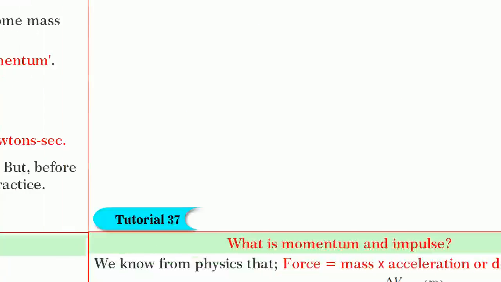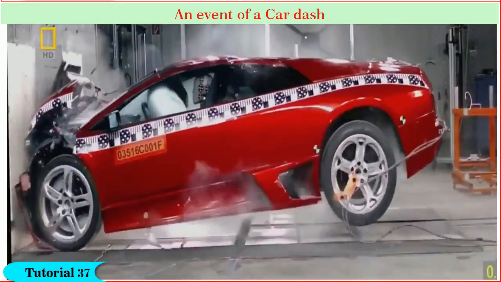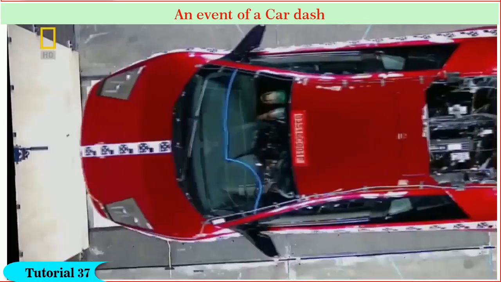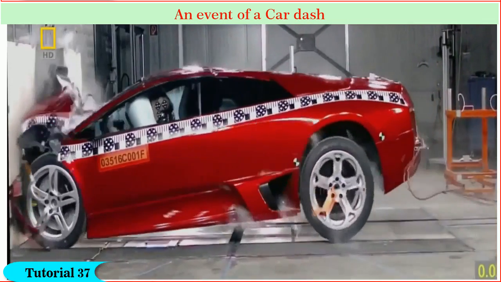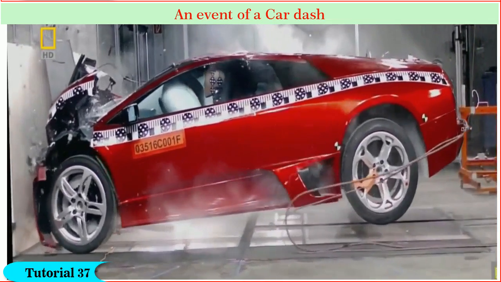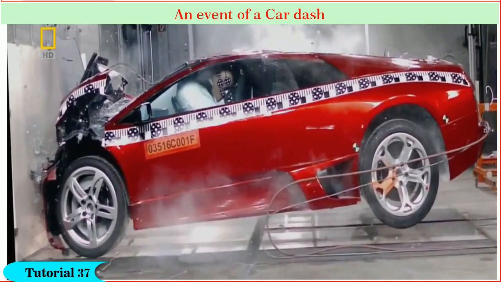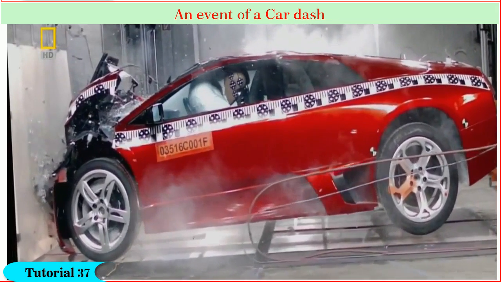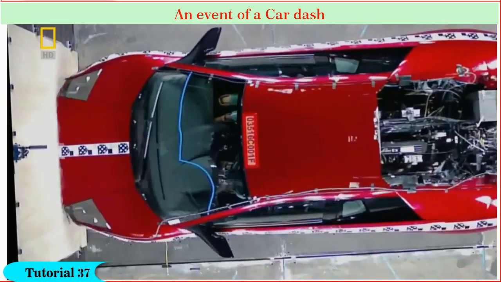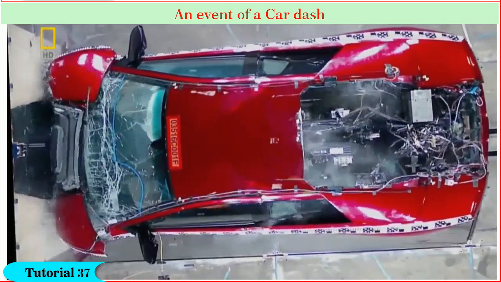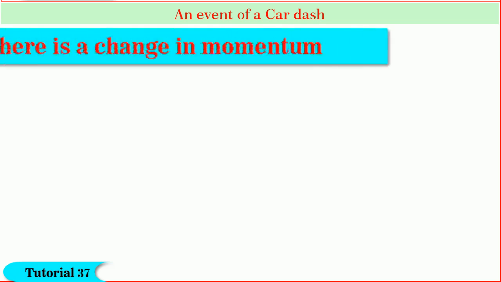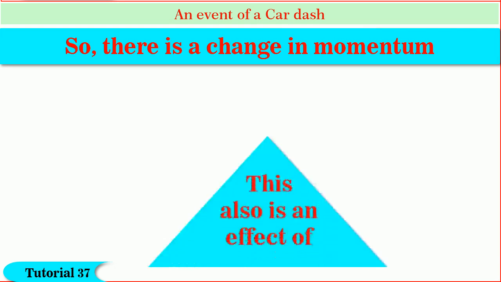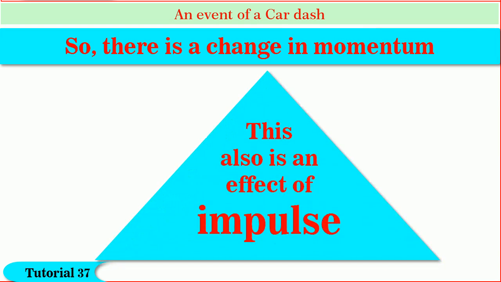Friends, let me illustrate another interesting event. You see that the car hits the wall with some velocity. Before it hits, it has some momentum. You observe that the direction of the movement of the car is reversed after hitting. The velocity also changes and the car comes to rest after some time. So, there is a change in momentum and hence this also is an effect of impulse.